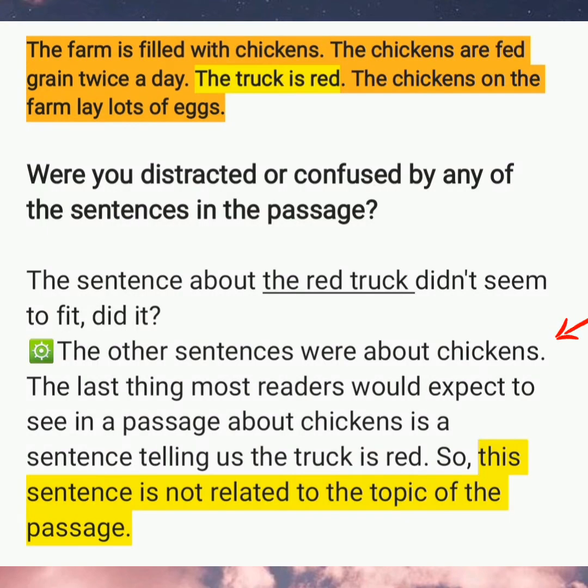So the other sentences were about chickens. The last thing most readers would expect to see in a passage about chickens is a sentence telling us the truck is red. So this sentence is not related to the topic of the passage. We are talking about the chickens and not about the truck. So, the truck is red is an irrelevant sentence.